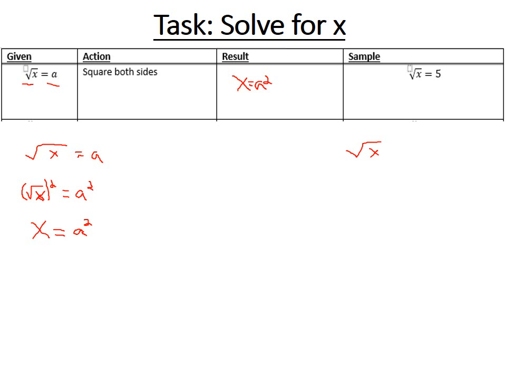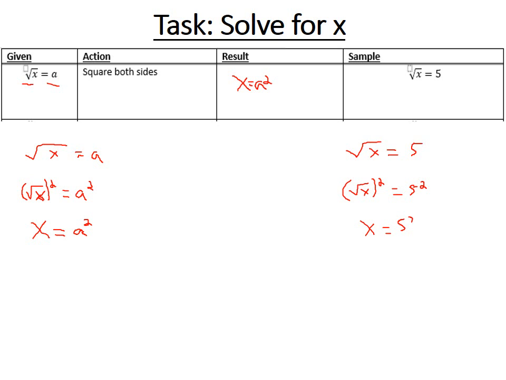Square root of x is equal to 5. To find x, we don't want the square root of x, we want x itself. We have to square everything. So square root of x squared is equal to 5 squared. And so the square root of x squared is equal to x, which is equal to 5 squared.